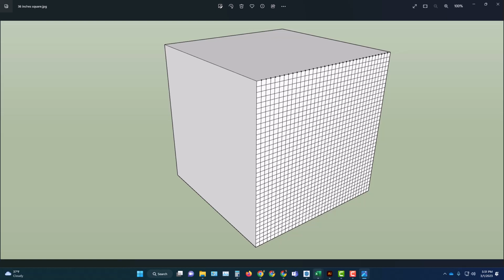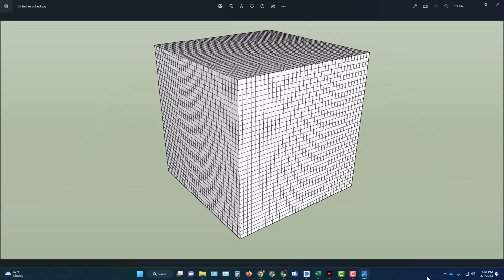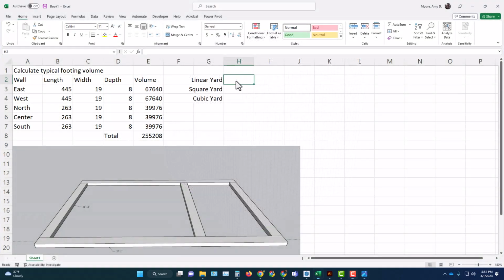And I would get all these little inches on here. And then if I wanted to get volume, it's going to be 36 times 36 times 36. It's a lot of little 1 inch cubic boxes stacked together to make a cubic yard. Let's look at that mathematically. So a linear yard is 36 inches.